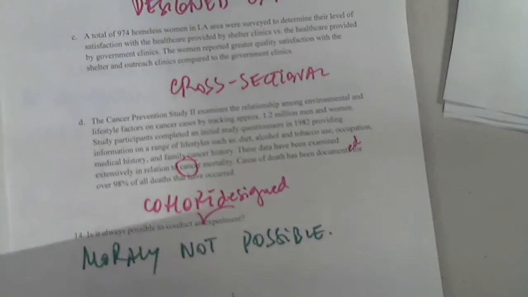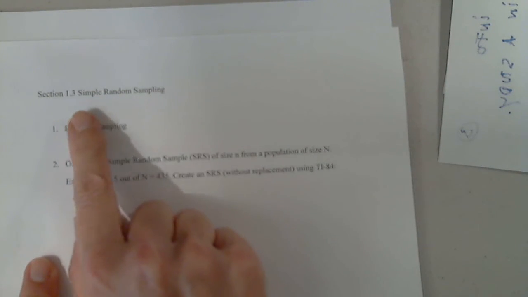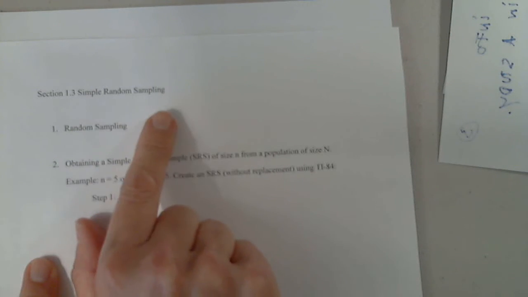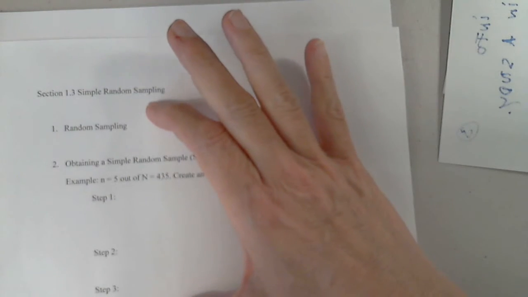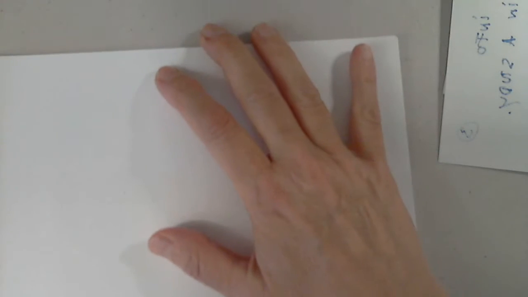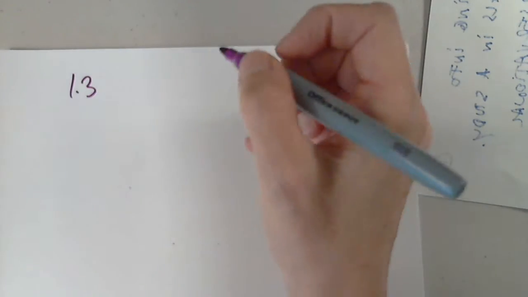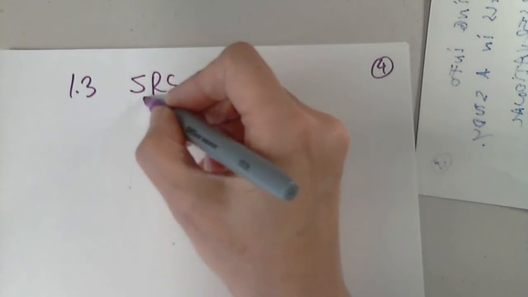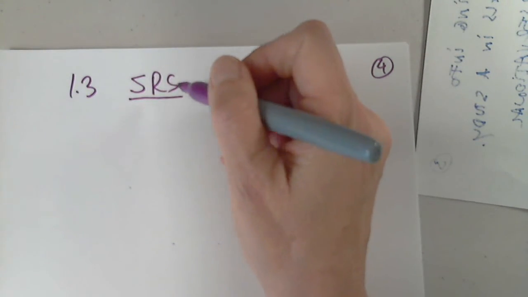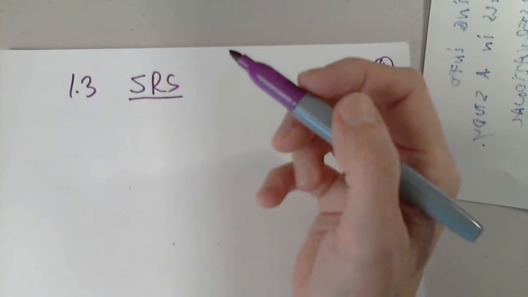Okay, moving on to page 4. This is the next section, simple random sampling, what it means and how we determine a simple random sample. This is an important section, like the other ones, but this is even more important. Which page am I on? I think I'm on 4. So 1.3, we call it SRS, simple random sample, but the title is simple random sampling.